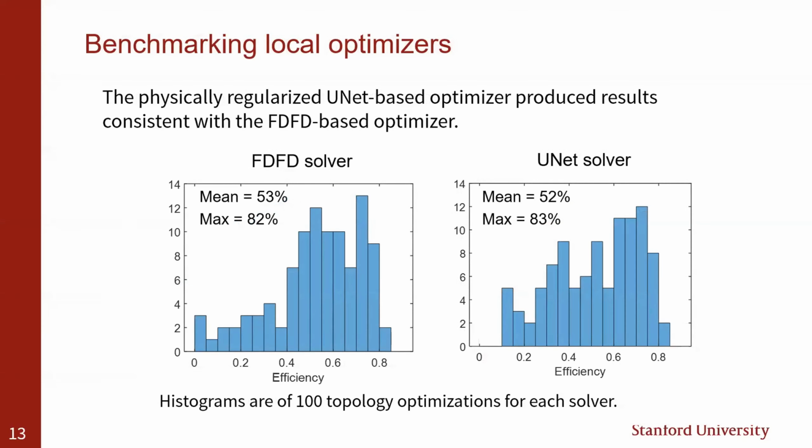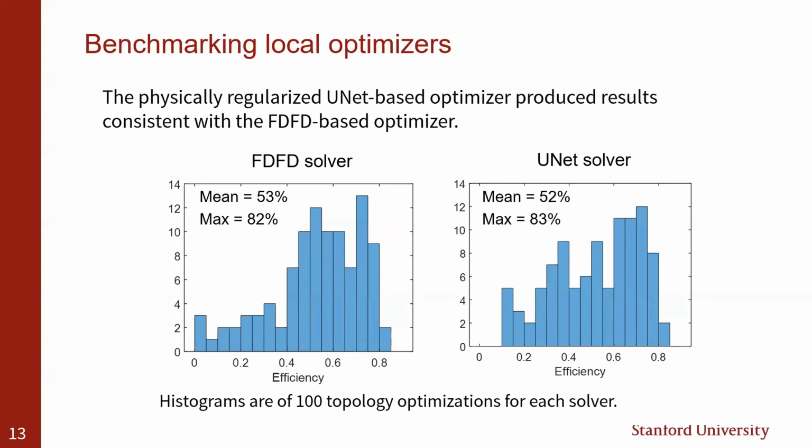So what we just saw is just an optimization for a single run. To avoid cherry picking, we run 100 times of local optimization with randomly initialized starting points for both solvers. And from this performance histogram, we see that the physically regularized UNet-based optimizer produces results consistent with the standard FDFD-based solver, and they share similar distributions. So until here, we see that UNets can effectively achieve an ultrafast optimizer.